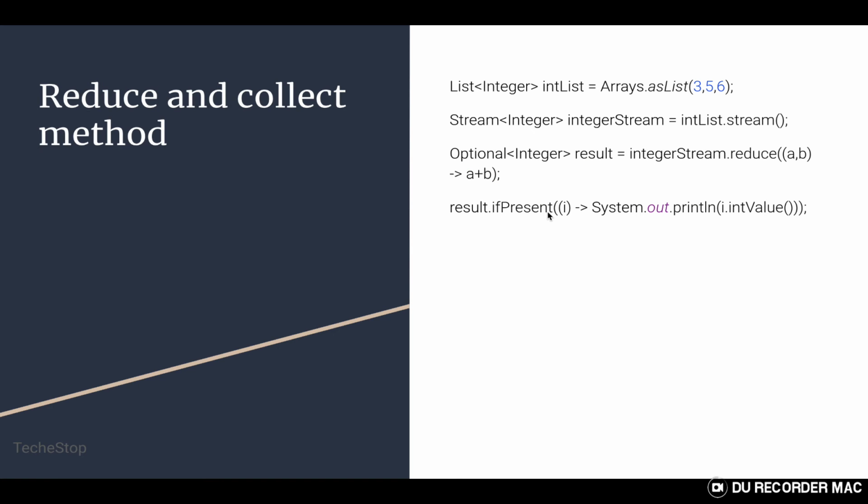Then we have reduce and collect methods. These are also types of terminal operations. Reduce is a method which reduces the stream of elements into a single value, and the collect method collects all the elements which are present in that stream. Ultimately it collects them into a particular data structure, right?